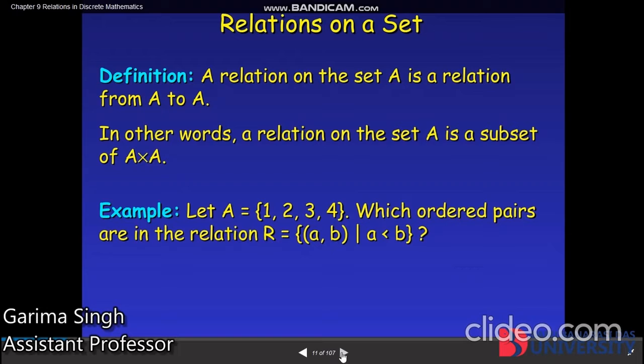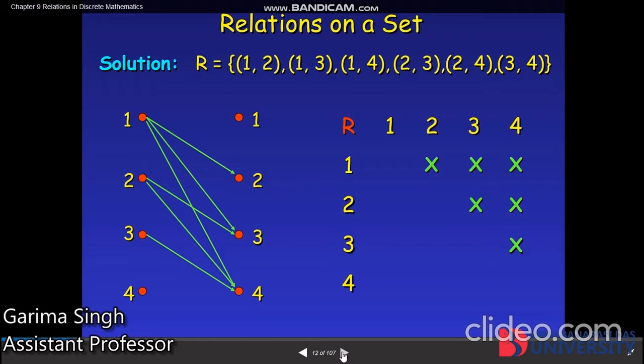Now we will be considering relations on a set. A relation on a set A is a relation from A to A. In other words, a relation on a set A is a subset of A cross A. For example, let's consider this set A. Which ordered pairs are in the relation R = {(a, b) | a < b}? Relation on a set.